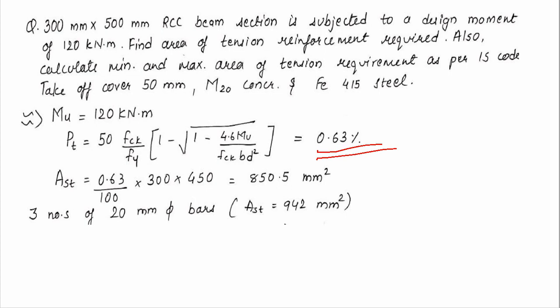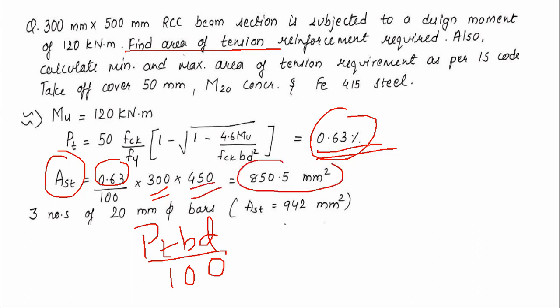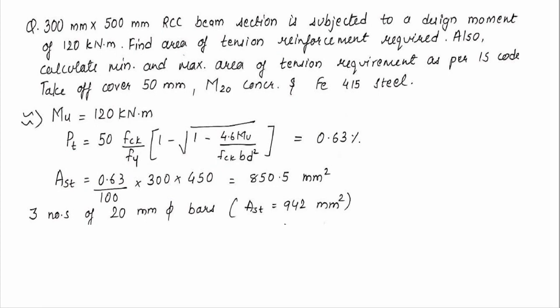So now we'll be moving forward to our question, that is to find area of tension reinforcement, that means area of steel. So AST by the equation PT BD by 100, the same equation we are using. PT, as we have calculated, is 0.63, B, that is width given in the question, and D we have calculated to be 450. We are getting an answer as 850.5 mm square.